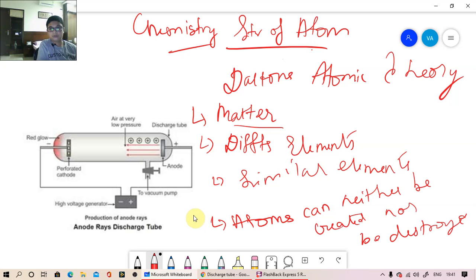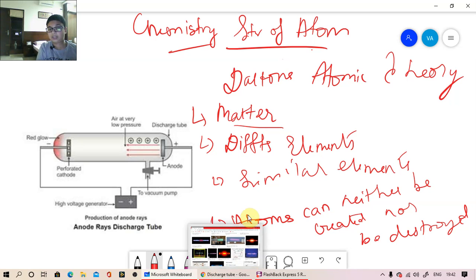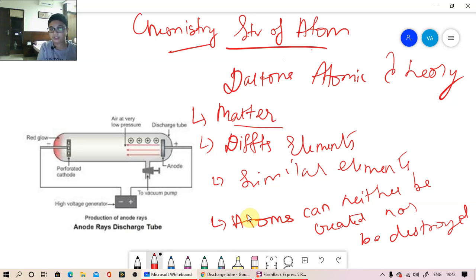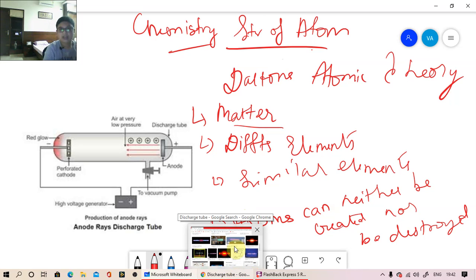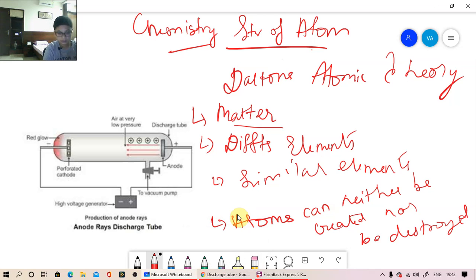So Dalton's atomic theory states that matter is composed of tiny indivisible particles called atoms, and different elements have atoms of different weights and different chemical properties. Similar elements have similar atoms of similar weights and similar chemical properties and possess unique characteristics. Atoms can be neither created nor destroyed, and atoms of different elements combine to form compounds.